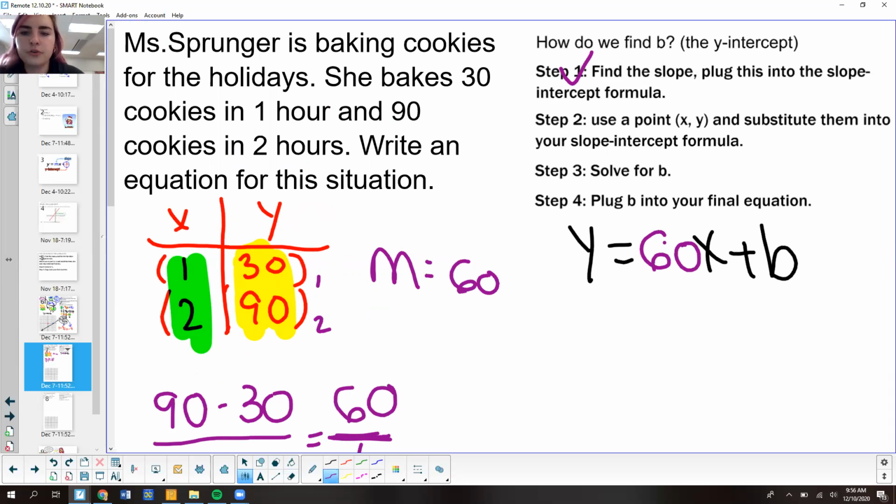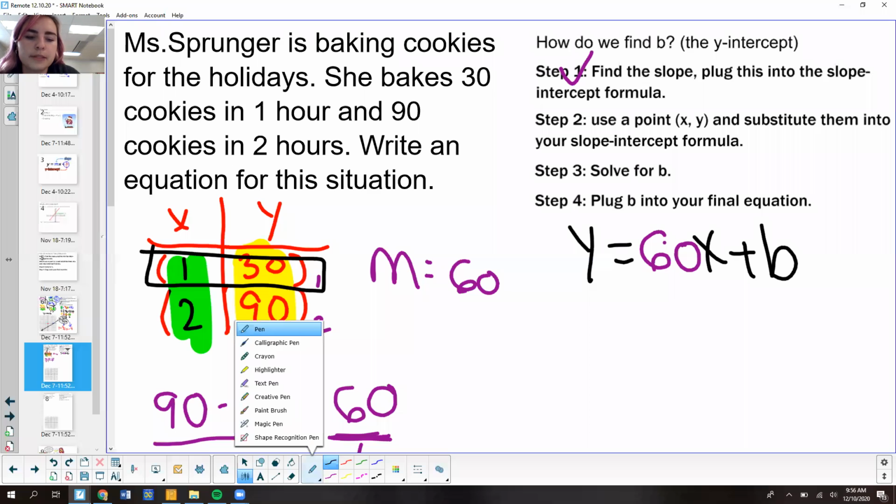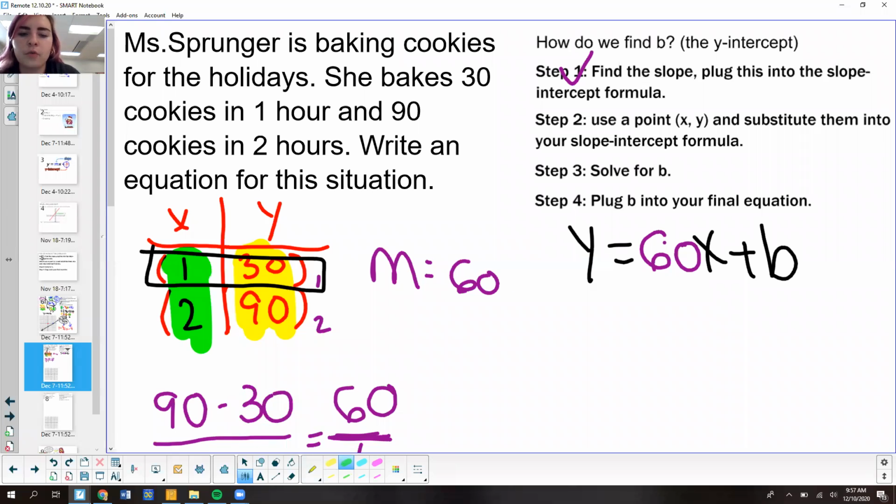Next, I'm going to do step 2. Use a point in our x comma y format and substitute them into your slope intercept formula. So I'm going to take one of our points. I'm just going to pick one of them. You could do 2 comma 90, but I'm just going to do 1 comma 30. So our x value is 1, so I'm going to replace that here for our x, and our y value is 30, and I'm going to replace that over here.